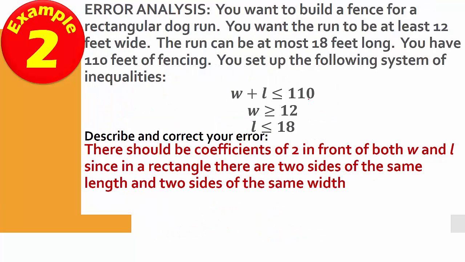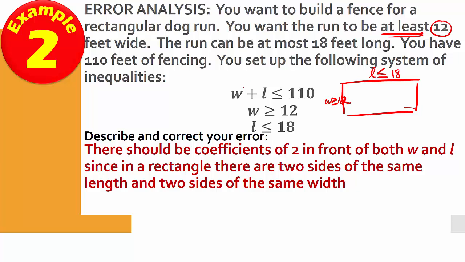Second example, again, error analysis, this time in inequality. You want to build a fence for a rectangular dog run. So sometimes drawing a diagram helps here. Where this is going to be the length and this is going to be the width. The run can be at most 18 feet long, which means that this number cannot be greater than 18. So L has to be less than or equal to 18. The run has to be at least 12 feet wide. At least 12 feet wide, meaning that this number has to be greater than or equal to 12.